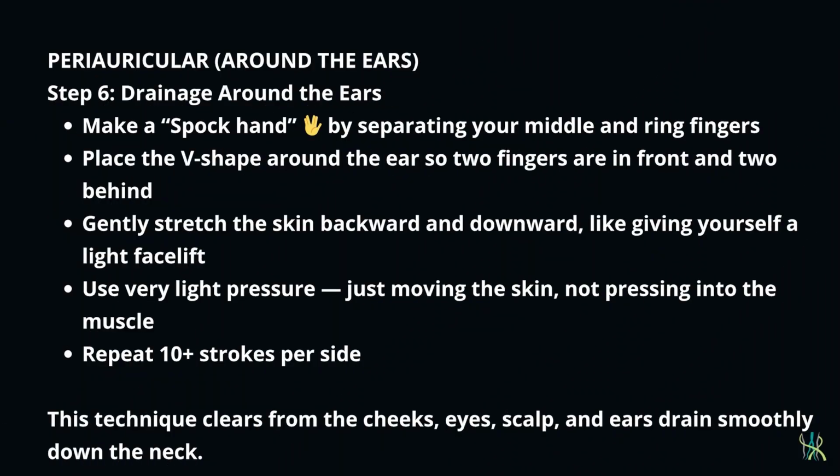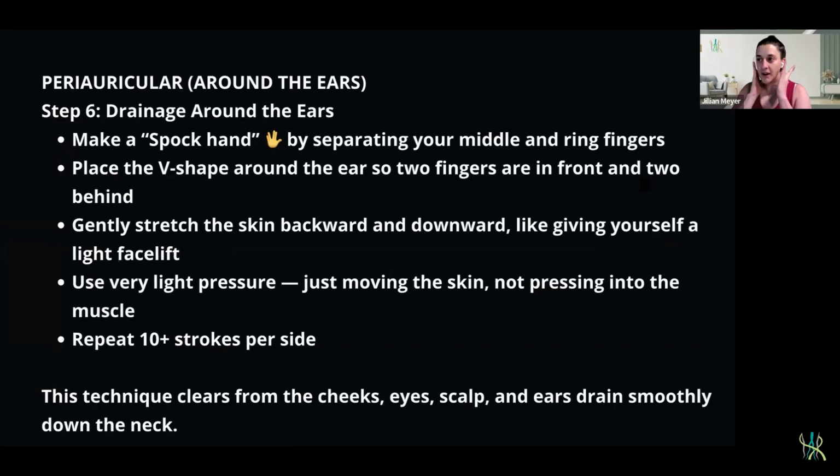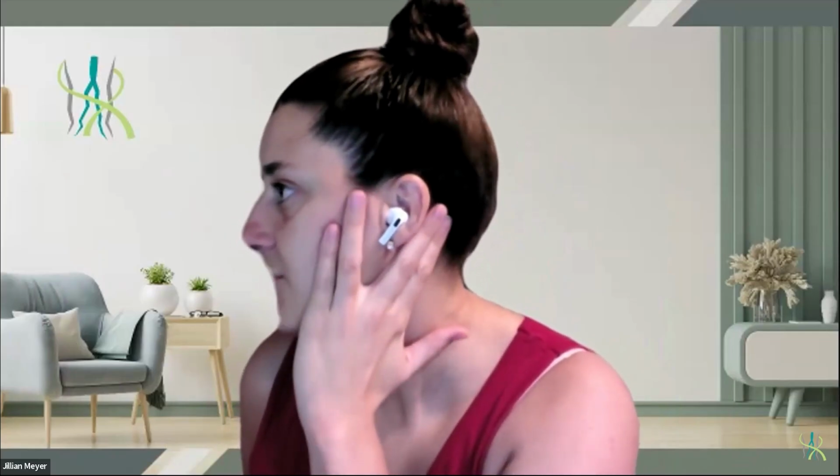So the easiest and most effective way, Spock hands. And then 2 fingers are going to go above the ear and in front of the ear, and then 2 are going to go behind it. And then you're going to give yourself a facelift, so up and back, more tight. You can give more pressure if you have to, because again, we're trying to traction and wrinkle that skin. So facelift. So up and back.